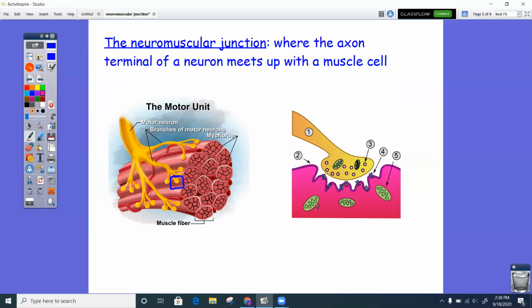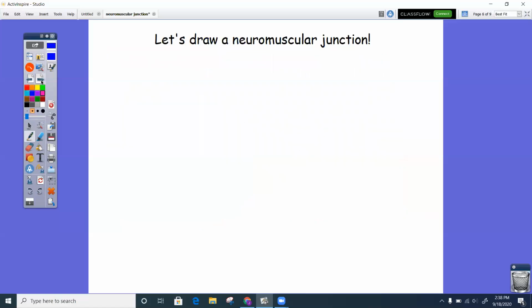If you need to pause my video to grab some colored pencils or colored pens, I think that would be really helpful here. This is an important picture, and we're not just going over anatomy or how something looks, we're going over how it works also. So it says, let's draw a neuromuscular junction.